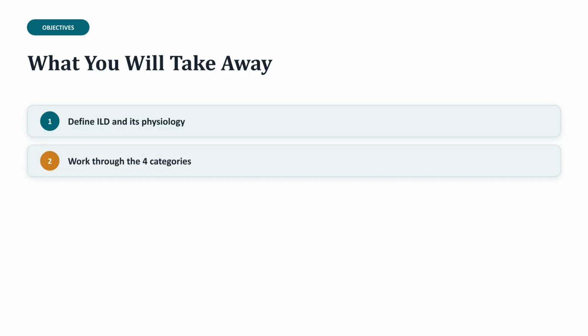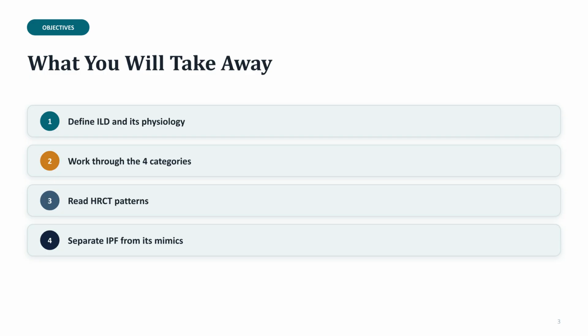Here is what you will take away. First, you will define interstitial lung disease and the restrictive physiology behind it. Second, you will sort any case into 4 broad categories. Third, you will read the high-resolution CT patterns that drive the diagnosis. Fourth, you will separate idiopathic pulmonary fibrosis from the conditions that imitate it. And fifth, the theme of the whole video, you will learn when to stop calling a disease idiopathic.